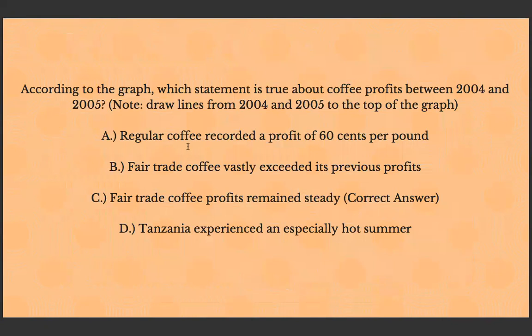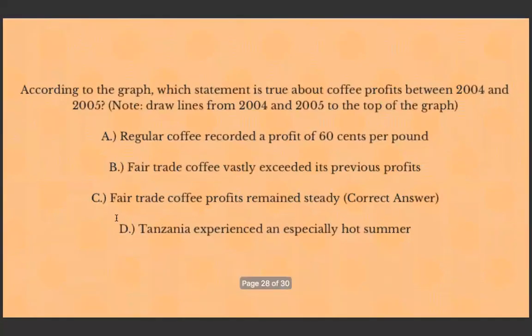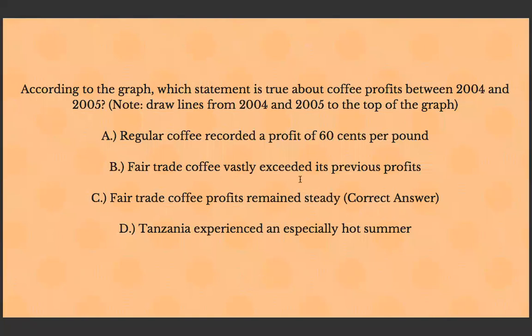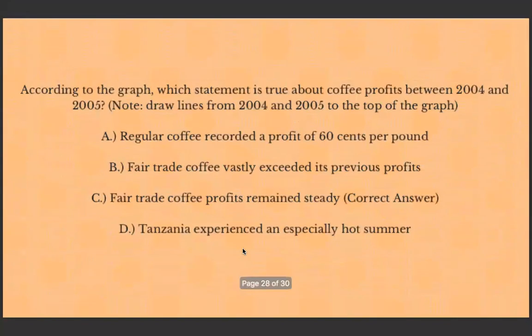A, regular coffee recorded a profit of 60 cents per pound. Well, that's not true. Looks like they went up by about 20 cents right here, from 20 cents to 40 cents. Fair trade coffee vastly exceeded its previous profits. Didn't do anything, didn't even move. So it didn't exceed, it didn't decrease, it didn't grow, it stayed the same. So that's definitely not true.